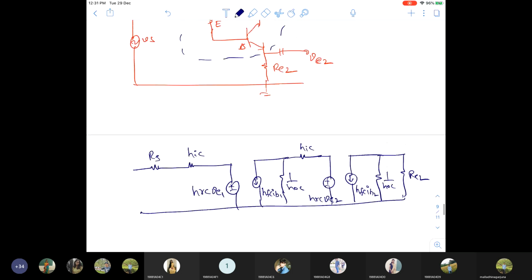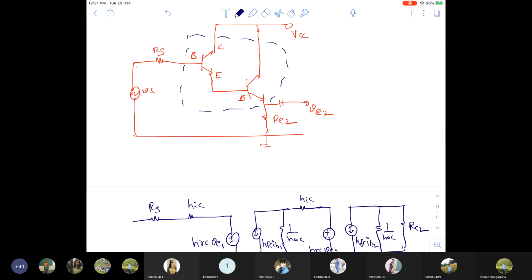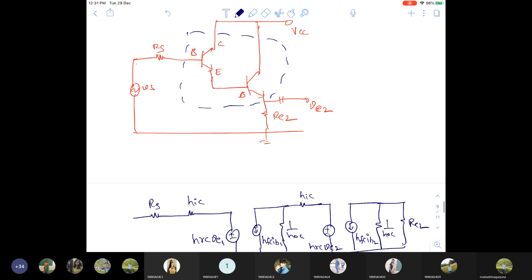Here there are no biasing resistors for the first stage and second stage. No R1, R2, R3, R4. Why? Because if you have that R1, R2 or R3, R4, it may cause you to decrease your input impedance. So for that reason, I am not taking R1, R2 resistors here. Directly, so simple, only two resistors, one RS and RL.